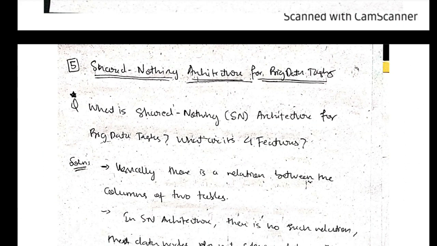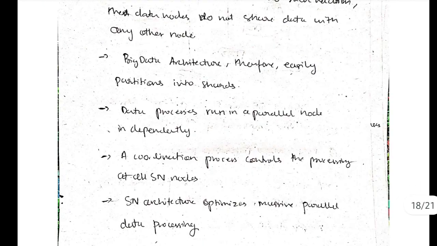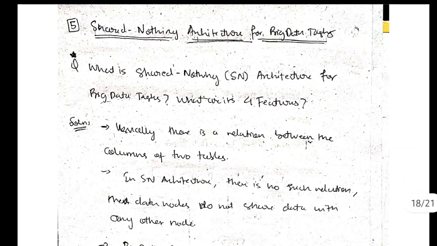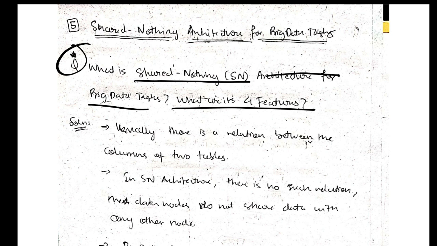Let's move on to the next topic, which is the last one: shared nothing architecture for big data tasks. In that we have three questions, then we'll be done with this one. This is super important. This is a repeated question. What is shared nothing architecture for big data tasks? What are its features? Even if you have not studied it, you can understand by the name itself. Shared nothing, you can write two to three points. What is shared nothing? Nothing has been shared.